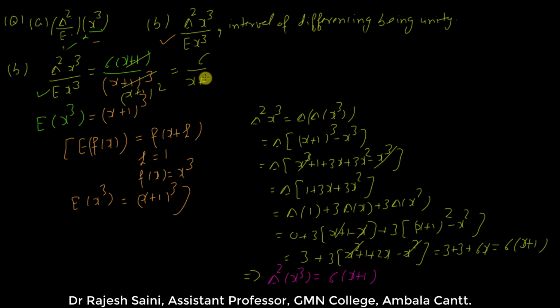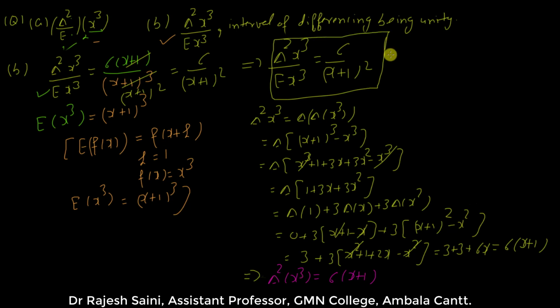So this will be (6x + 1) whole square. So this implies that delta square of (x cube) is equal to (6x + 1) whole square. So this is the required result. In both the problems the answers are different because the problems were different. I have also explained to you how to identify the problems and how to do them. This question is very important from the examination point of view.